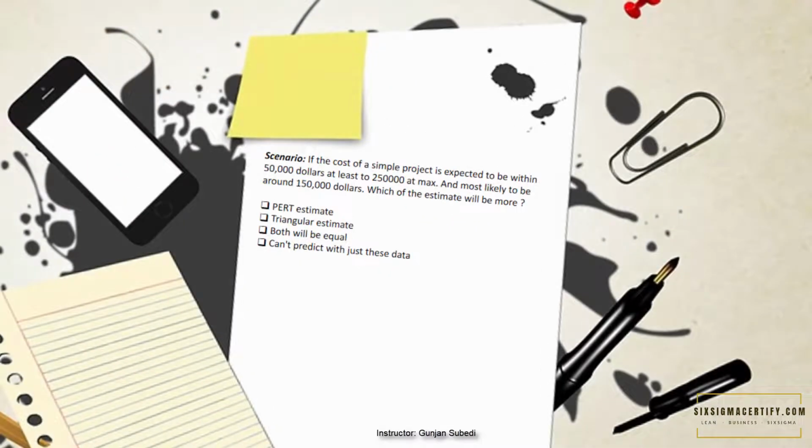If the cost of a simple project is expected to be within $50,000 at least to $250,000 at max, and most likely to be around $150,000, which of the estimates will be more? Your options are PERT estimate, triangular estimate. Another option is both will be equal, or you may choose we can't predict with just this data.